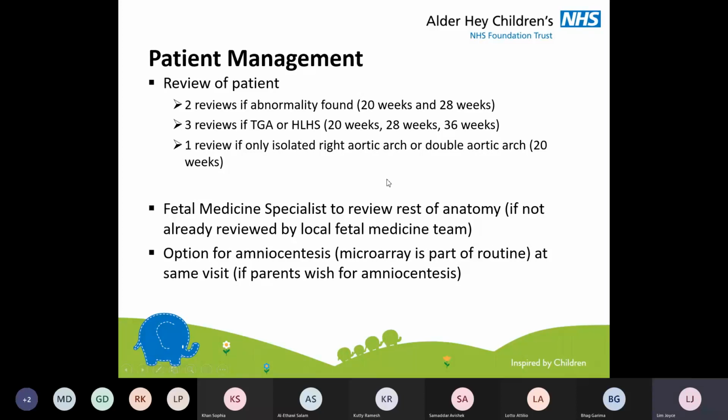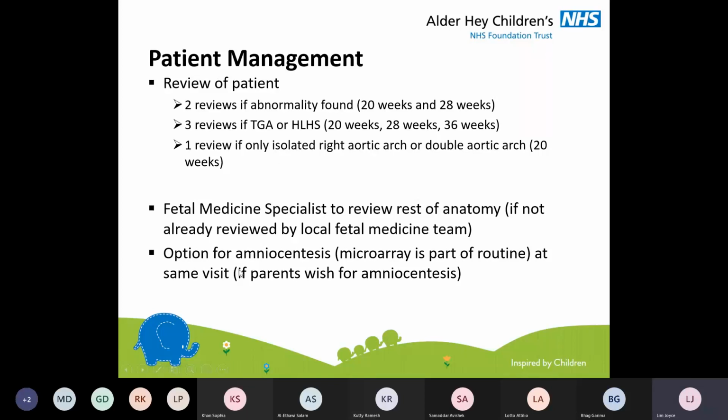Ideally, apart from the fetal cardiologist looking at the heart itself, it would be useful if the fetal medicine specialist were to review the rest of the anatomy. As I said, some cardiac structural abnormalities do not exist on their own. It might be part of a genetic problem. It might be part of a syndrome. So there might be other issues that might be missed if you do not look at the rest of the baby.